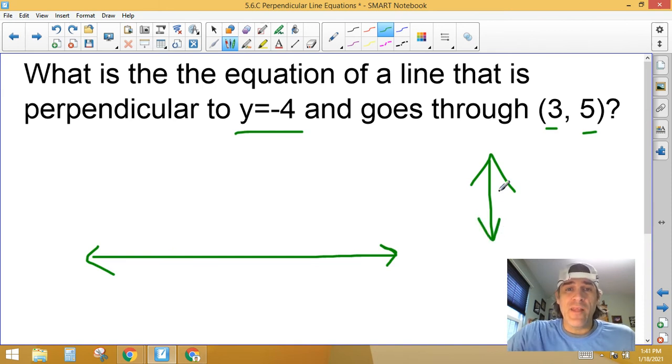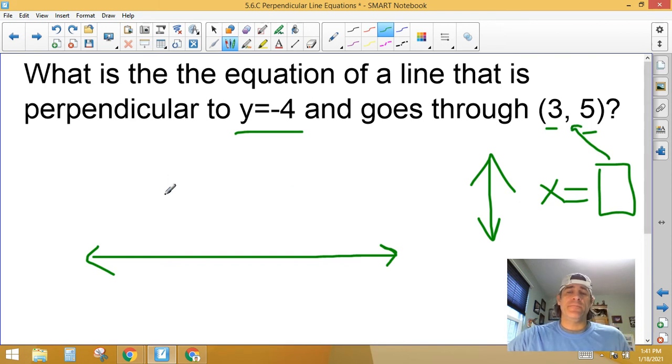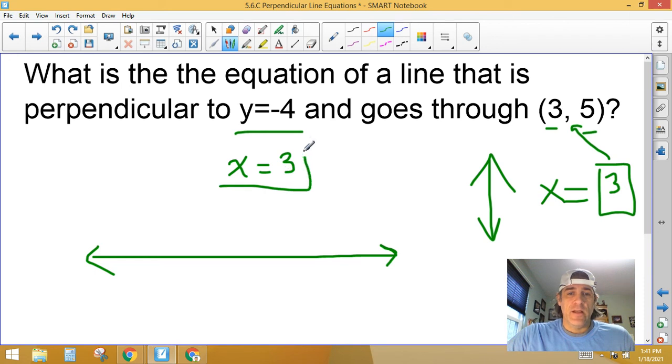And what is true about the equation of a vertical line? It's always x equals a number. So if it has to go through this point, what's the x value of that point? It's 3. So the equation of a line that's perpendicular to y equals negative 4 and goes through the point 3, 5 would have to be x equals 3. This line is perpendicular to that line and goes through that point.